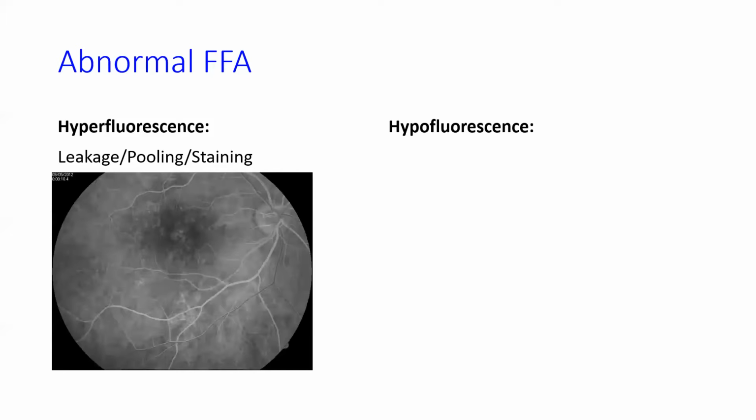The abnormal fundus fluorescein angiogram can be either because of hyperfluorescence or it may show hypofluorescence. Hyperfluorescence can occur due to leakage or pooling of the dye or due to staining of the tissue. This angiogram is showing mottled hyperfluorescence involving the foveal avascular zone, as shown with the yellow arrow.